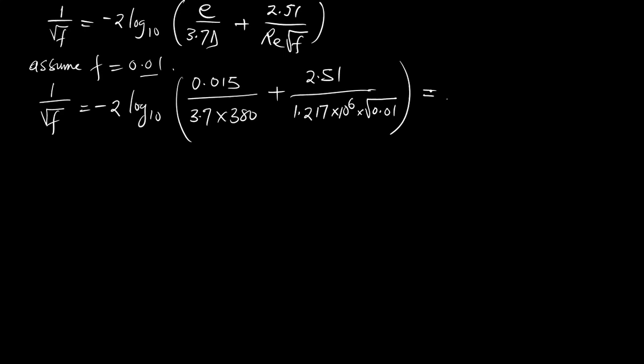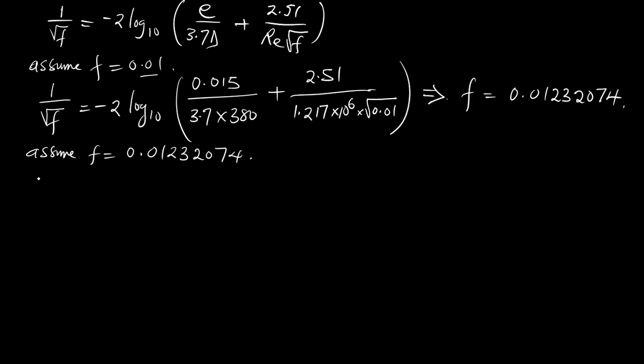So this implies that f is equal to 0.0123207 4. Now that means we are going to assume that f now is equal to 0.0123207 4. So that is the value we're going to use in the next calculation, this iteration.